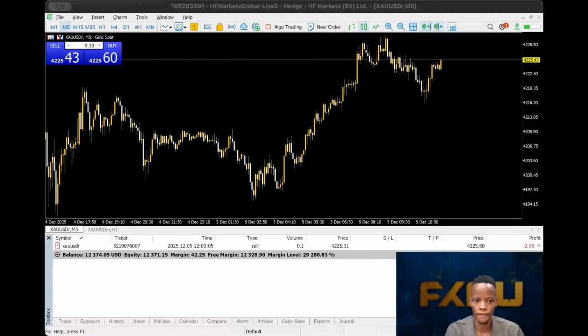Let me show you my MT5. Is this the one? There you guys can see my MT5. So I entered that trade. I'm going to close it.